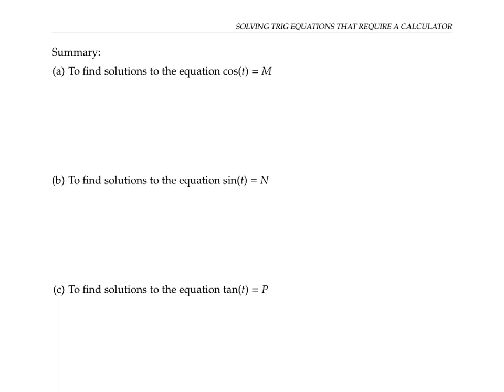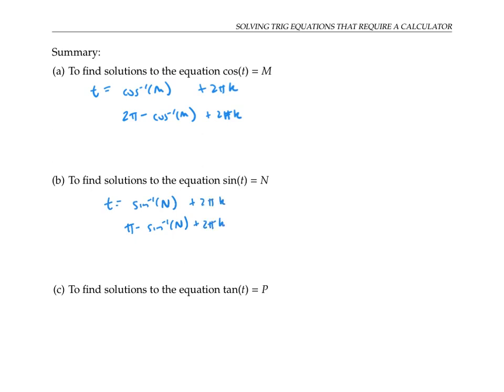To summarize, to find all solutions to cosine t equals m, we need to find first cosine inverse of m, then take 2 pi minus this solution, and add multiples of 2 pi to both of those. To find solutions to the equation sine t equals n, we can start by taking sine inverse of n, using pi minus this, and adding multiples of 2 pi.